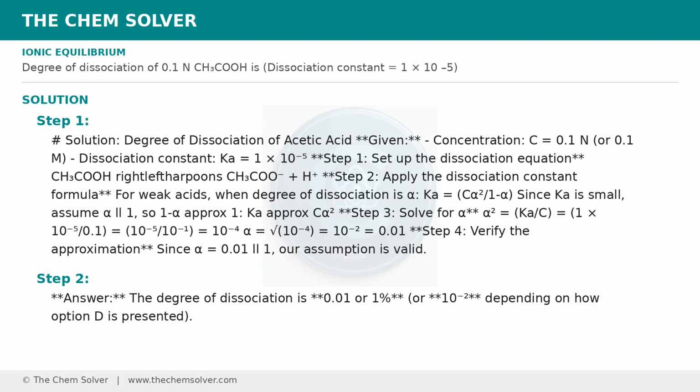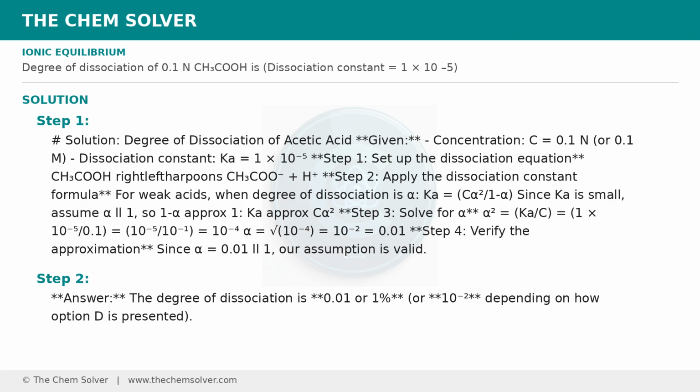Solution. Degree of dissociation of acetic acid. Given concentration C equals 0.1 N or 0.1 M. Dissociation constant Ka equals 1 times 10 to the power minus 5. Step 1. Set up the dissociation equation: CH₃COOH ⇌ CH₃COO⁻ + H⁺.